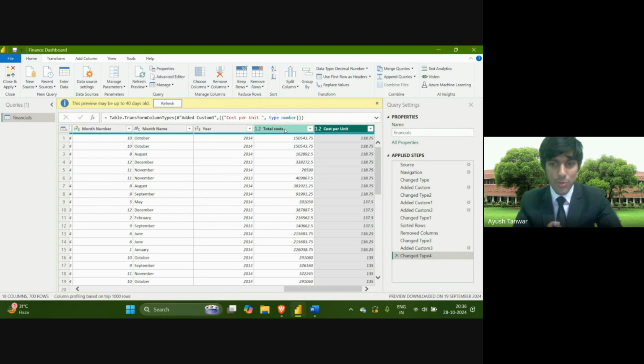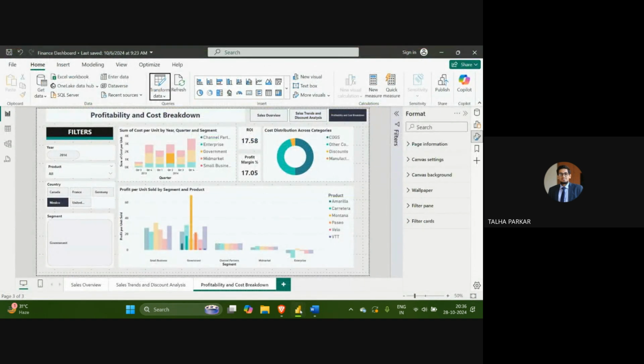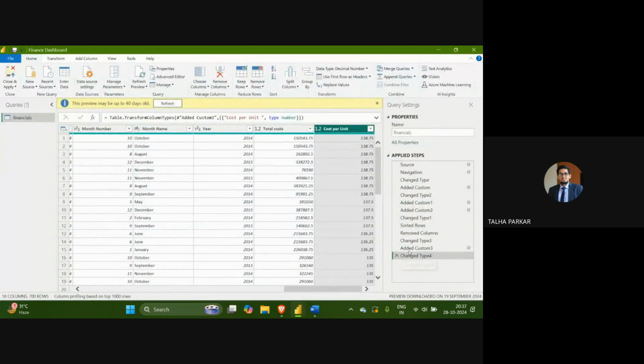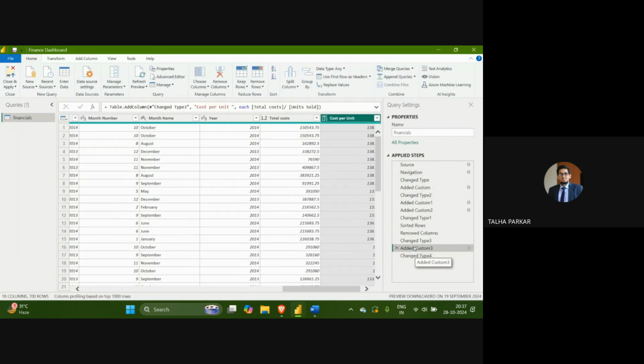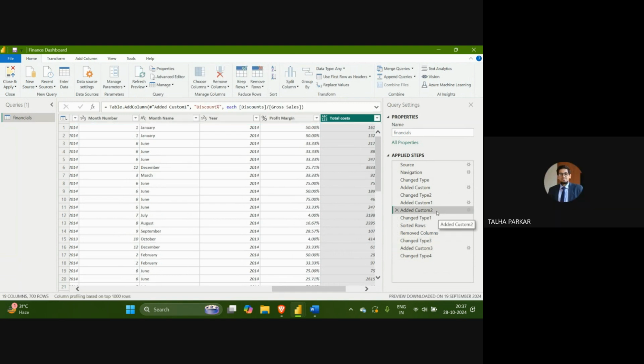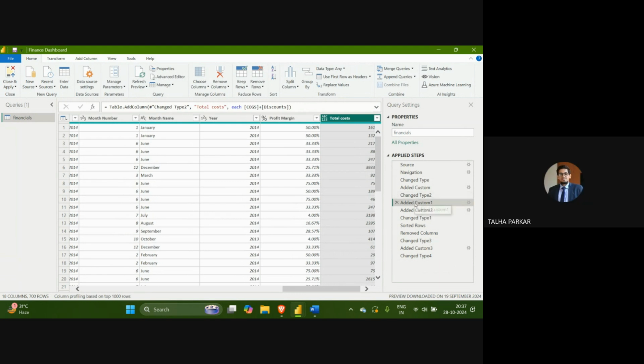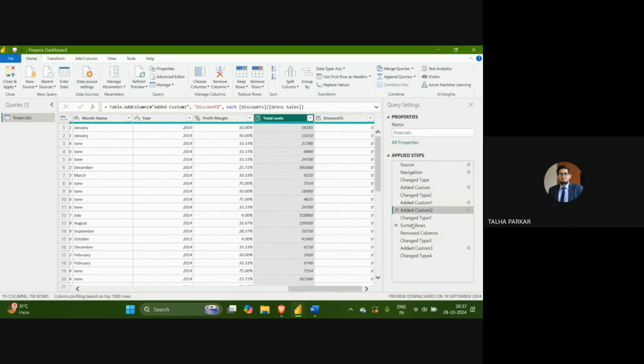Some data types we changed and we removed. Click on the previous step under applied steps. Go to Power Query. Right. On the right hand side in applied steps, click on the previous step, added custom. This one. Yeah. So this is the third one. And I'll show you the second column, the total costs, and the first one was the total cost and discount. Right. You could have included this also. Okay, no problem. You can come back to the dashboard.